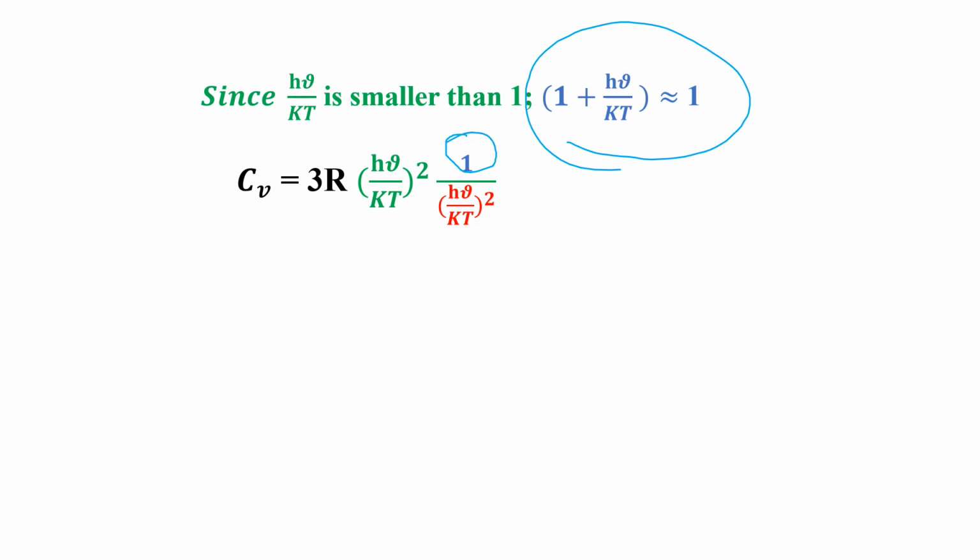Now you can see there is a h nu by kt the whole square in numerator and denominator. Both are highlighted with the green and red color. So both can be cancelled. So CV is equal to 3R. This is the heat capacity at constant volume at high temperature.